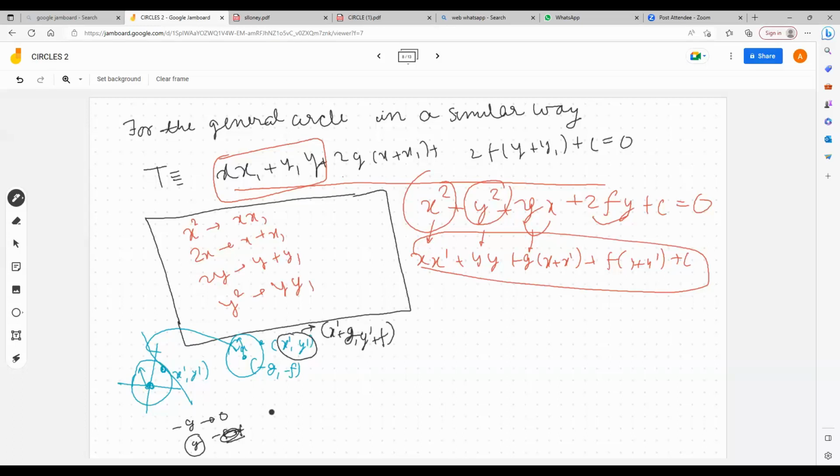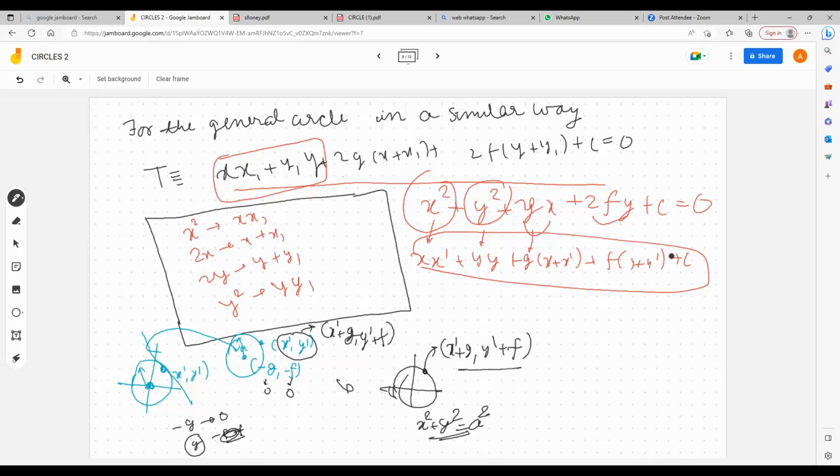What I am trying to say is x prime comma y prime was with respect to the older coordinate axis. With respect to the new coordinate axis, it becomes x prime plus g comma y prime plus f. Why so? Because minus g comma minus f becomes 0 comma 0. So what our problem changes to is, now we need to find the equation of the tangent to the circle x square plus y square equal to a square at the point x prime plus g comma y prime plus f.